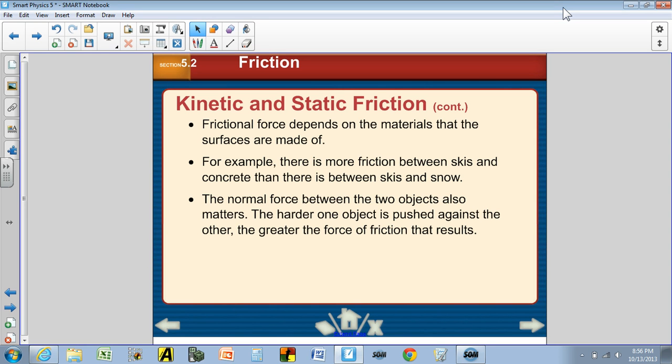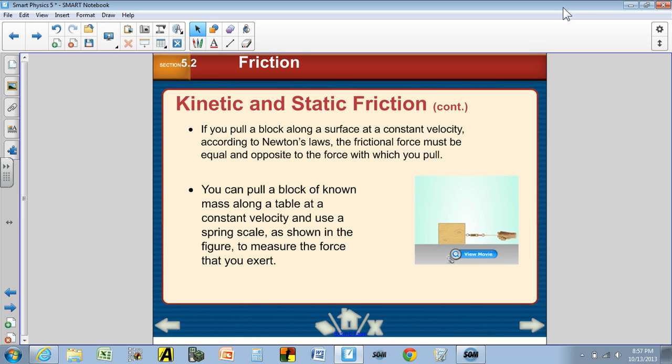Normal force between two objects also matters. In other words, if you have just a light object pushing the surfaces together, not a lot of force. The heavier the object is, pushing the two surfaces together, the more force.